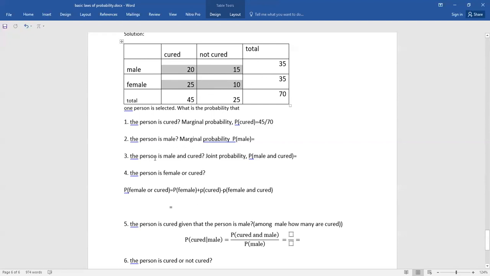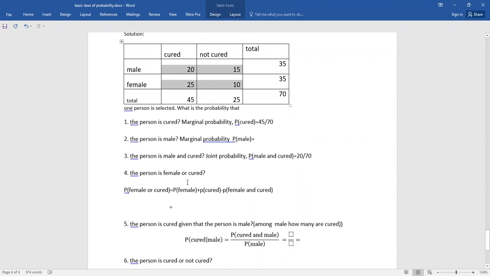Similarly, question number 3, the person is male and cured. Joint probability male and cured: you find 20 out of 70, so male and cured will be 20 out of 70. This is the joint probability of male and cured. Similarly, you can find the joint probability of male and not cured, female and cured 25 over 70, and female and not cured 10 over 70. So these 4 are joint probabilities.